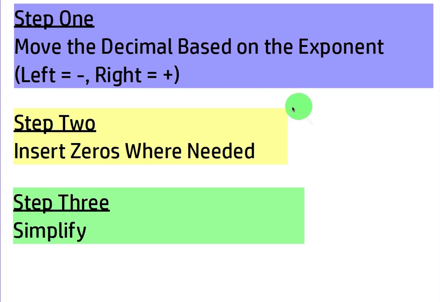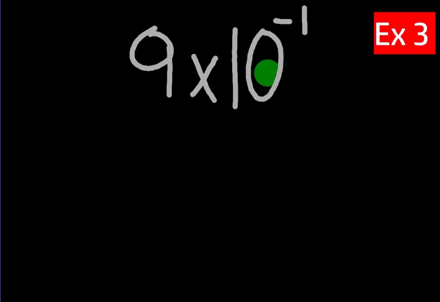Alright, so for our first step, we need to move the decimal based on the exponent, left if it's negative, right if it's positive. The difference with this one is we don't really see a decimal place here. Now, fortunately, we already know that when there's no decimal listed, it's just to the right of that number. So the decimal is technically just to the right of that 9.